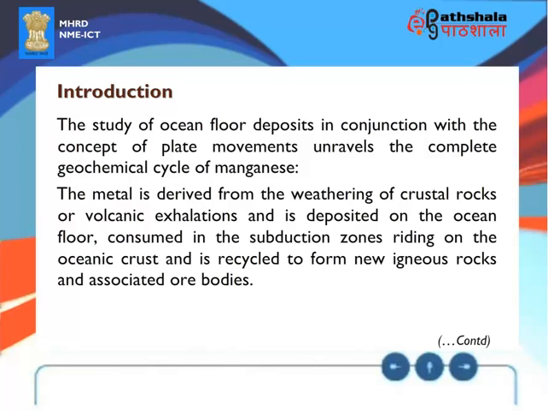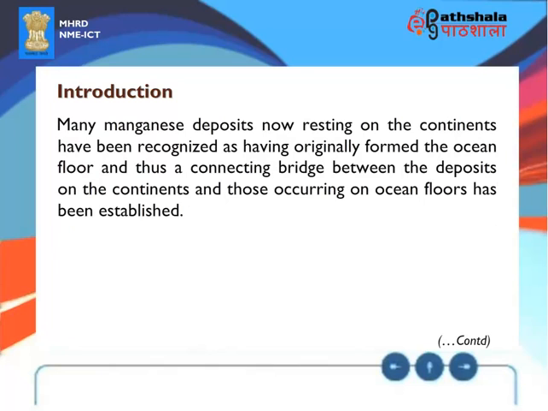The study of ocean floor deposits, in conjunction with the concept of plate movements, unravels the complete geochemical cycle of manganese. The metal is derived from the weathering of crustal rocks or volcanic exhalations and is deposited on the ocean floor, consumed in subduction zones riding on the oceanic crust, and is recycled to form new igneous rocks and associated ore bodies. Many manganese deposits now resting on the continents have been recognized as having originally formed on the ocean floor, and thus a connecting bridge between the deposits on the continents and those occurring on ocean floors has been established.